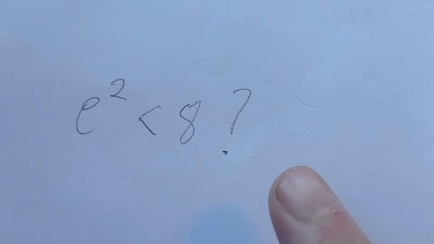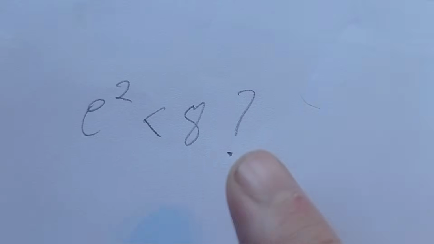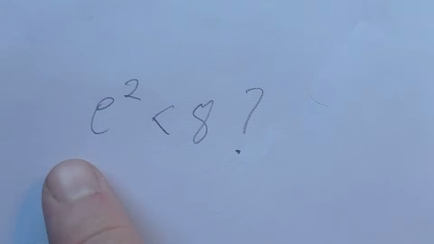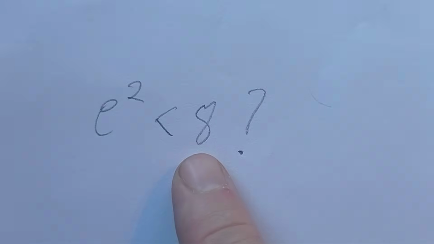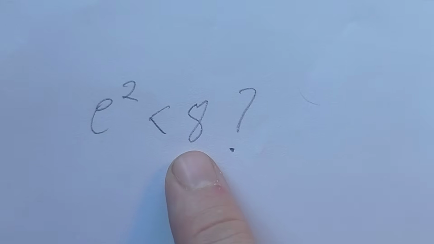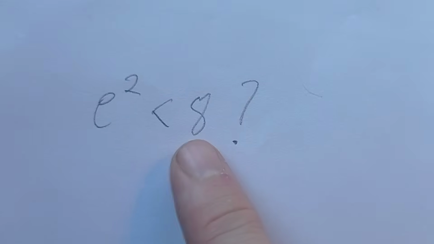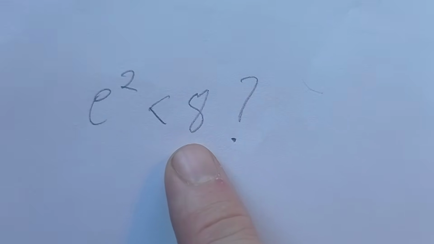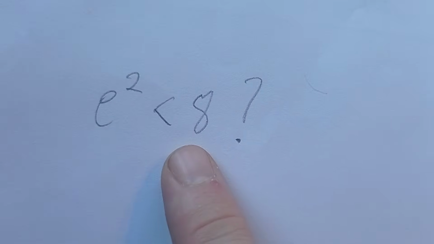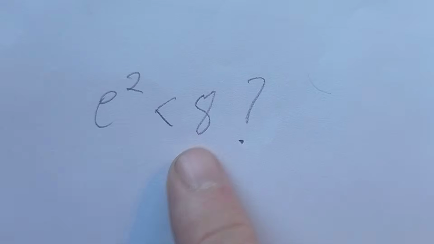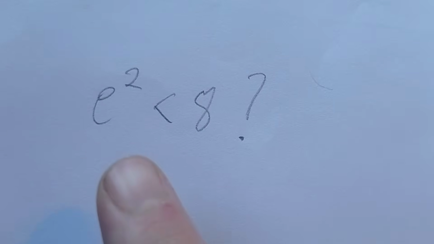Let's say you aren't very dumb. You're just somewhat dumb. If you're just somewhat dumb, you're going to see e squared smaller than 8 and think, well, this is easy to demonstrate. We have already done the dumbest way possible of demonstrating this, but there is a smarter way to demonstrate this.